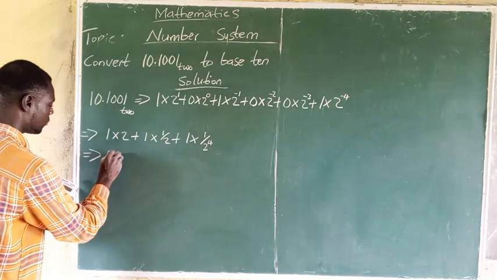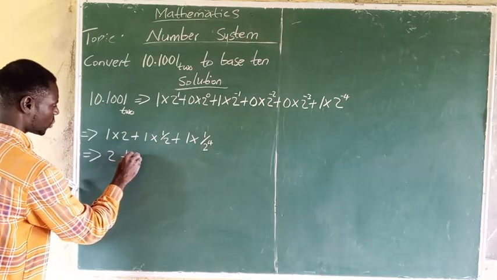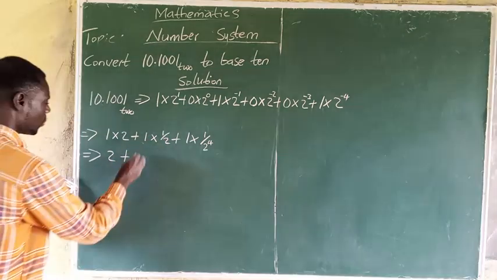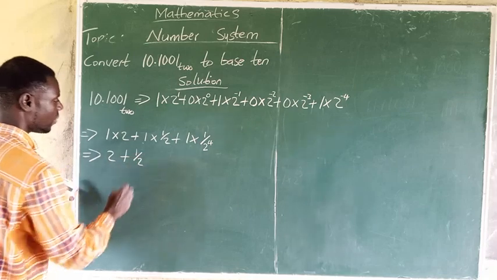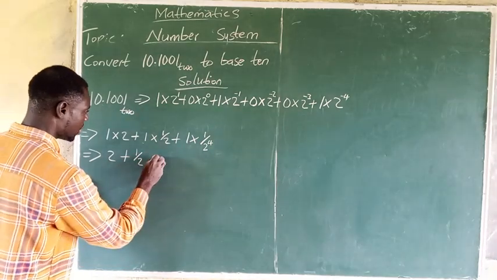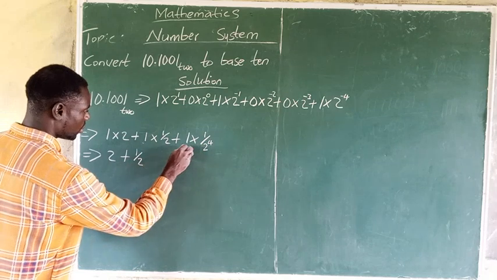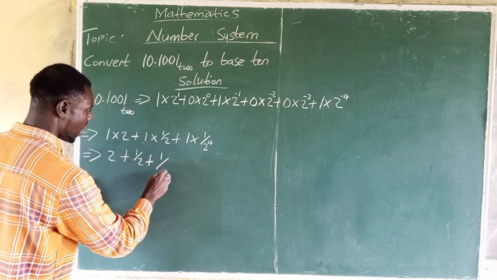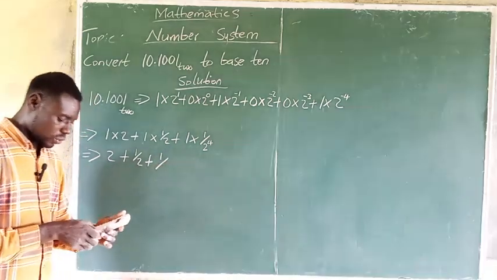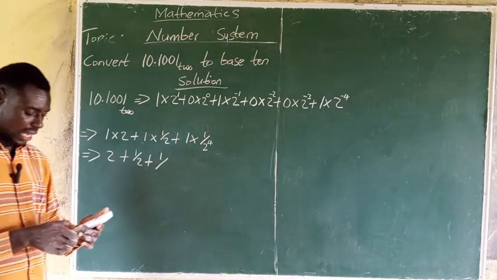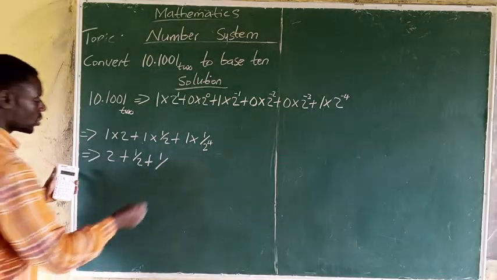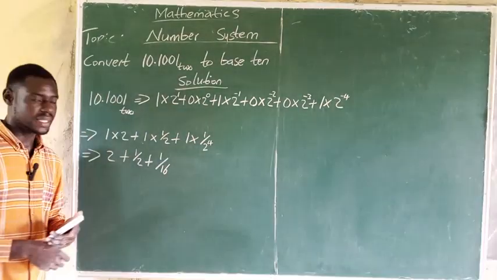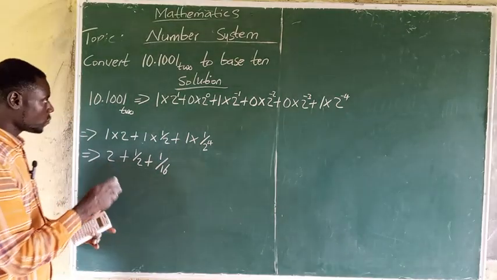This implies that I have 2 plus this times this. 1 times 1 over 2 will still give us 1 over 2. Plus 1 times this will give us 1 over 2 raised to the power of 4. 2 times 2 times 2 times 2 will give us 16. So you have 1 over 16 here. 1 over 16. So at this point, we want to convert.